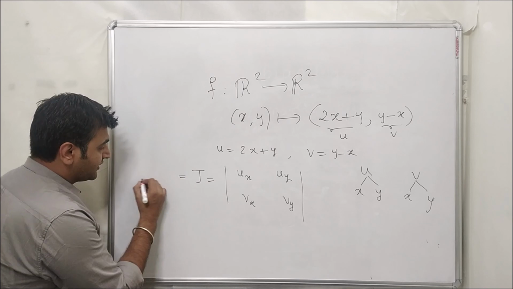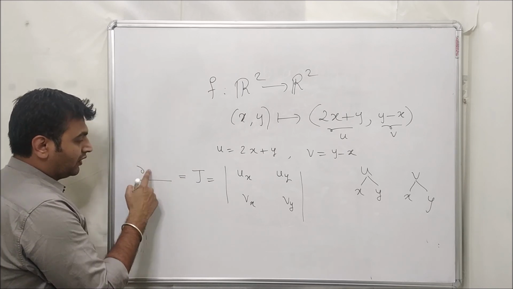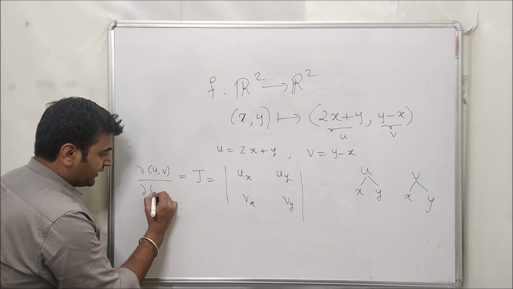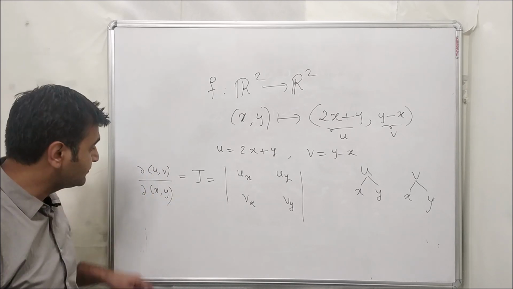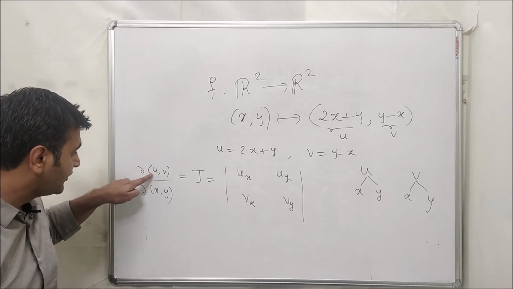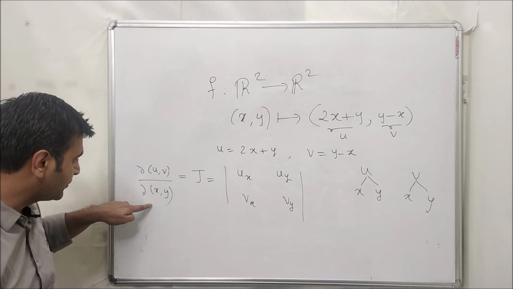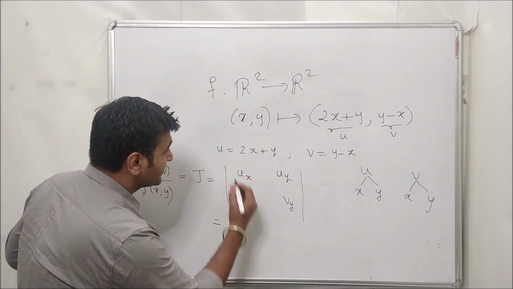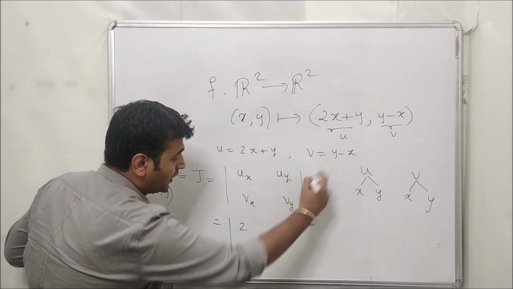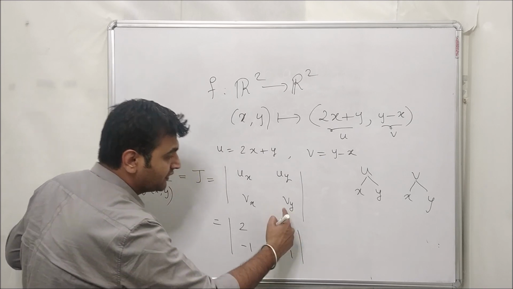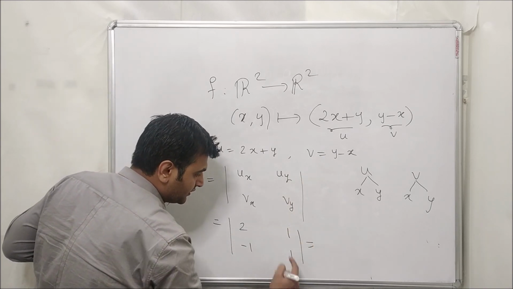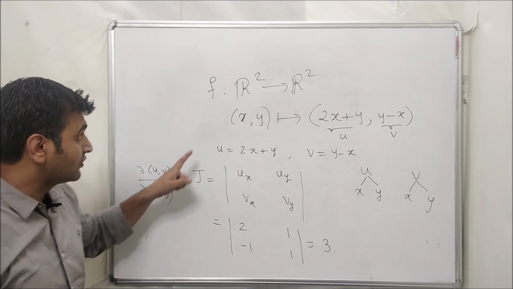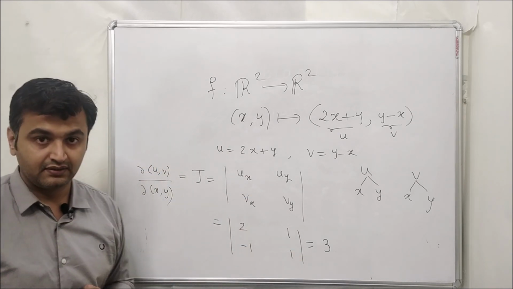One more notation to write this is the partial of u comma v in the numerator over the partial of x y. That means we are differentiating u with respect to x, u with respect to y, v with respect to x, v with respect to y. Now if you try to solve this, what is u with respect to x? 2, and u with respect to y is 1. What is v with respect to x? Minus 1. v with respect to y is 1. This is 2 plus 1 is 3. So the Jacobian for this function is nothing but 3.